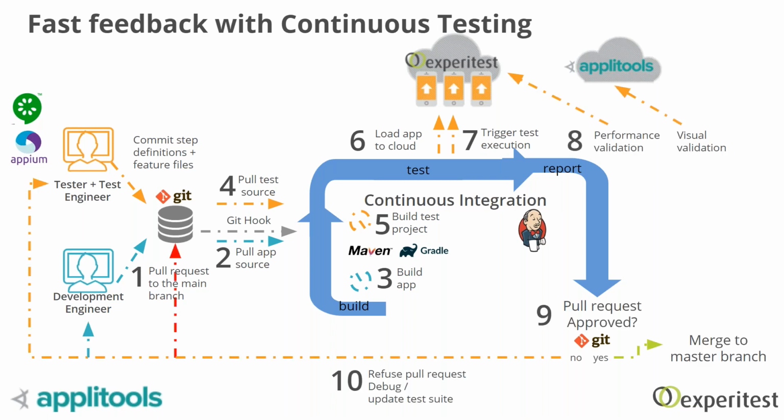Then the next step will be to do a performance and visual validation, and we will show that here in this webinar, and then provide feedback to the developer on whether the pull request was successful or not, and if not, it is up to the developer to fix that. So this cycle can take between 5 and 30 minutes, depending on your domain, but when you have that running at scale, this is continuous testing.